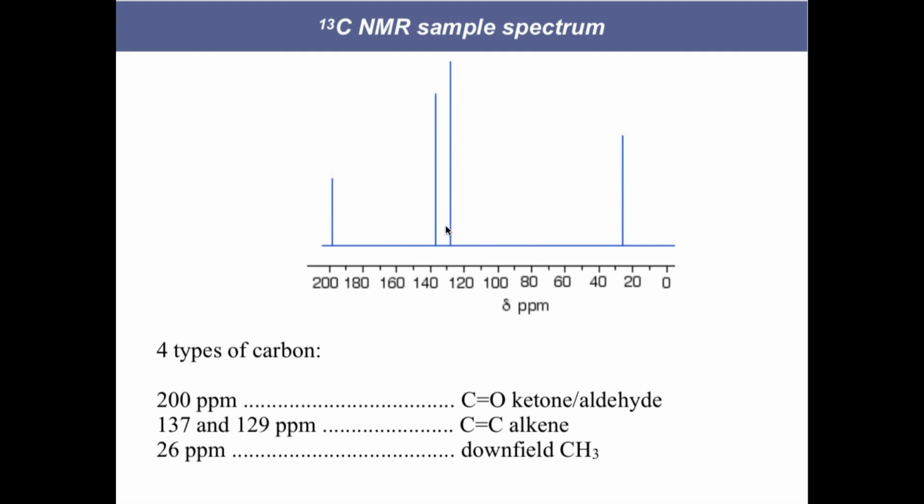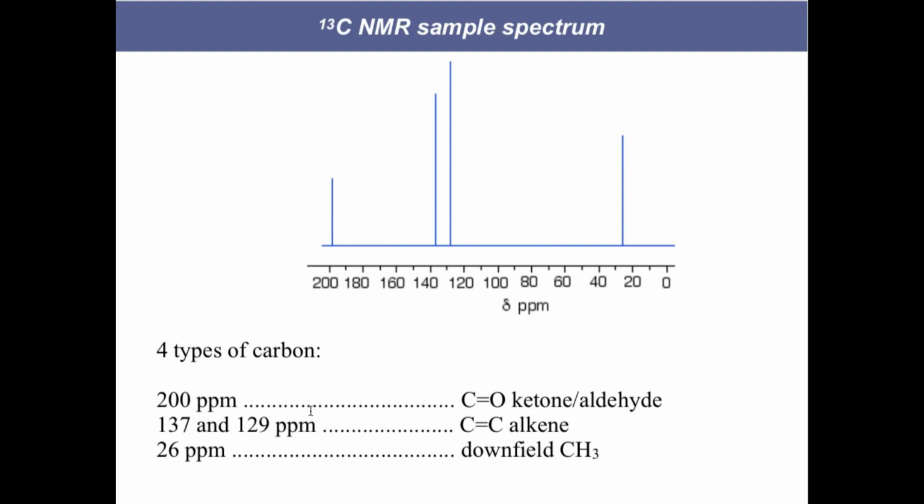We have 2 peaks between 100 and 150, which means we have 2 carbons that have double bonds to other carbons. And then we have 1 peak at 200, which would be a carbon that is double bonded to an O. So again, at 26 ppm, that's a downfield single bonded carbon. It's so far downfield that we're probably going to assume that it's a primary carbon, therefore a methyl.